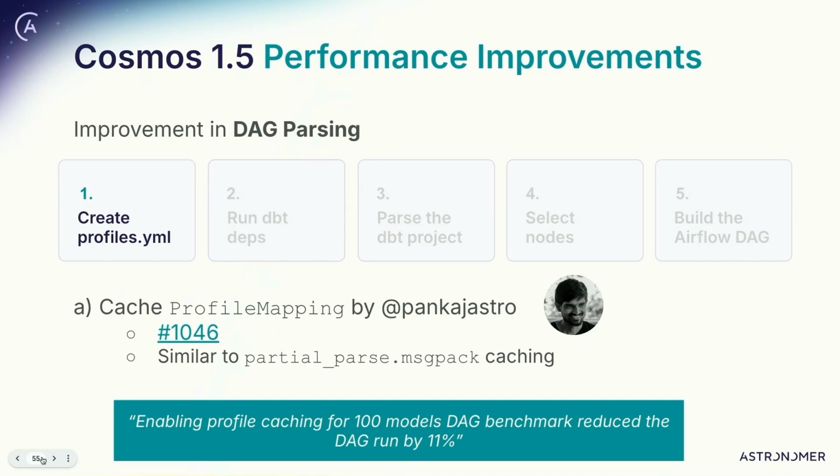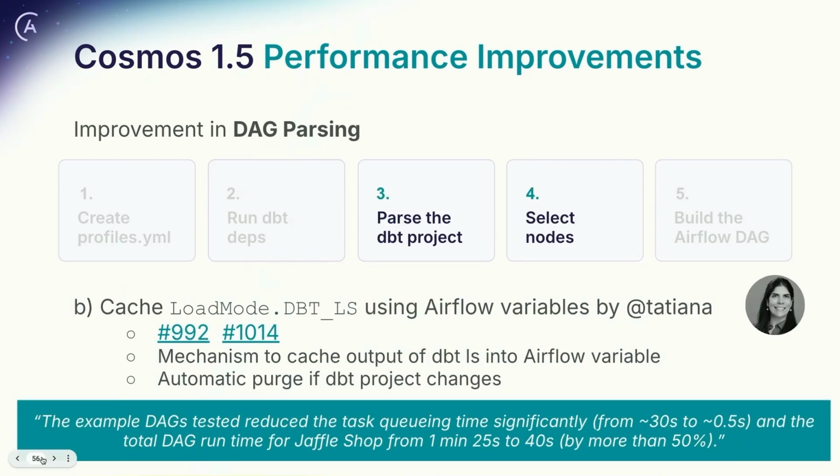Cosmos 1.5, it was the first contribution from Pankaj Koti. We managed to get the cache of profile mapping, which avoids us having to regenerate that all the time, which saved 11%, depending on the size of the DAG, on the profile and everything. And that affects both DAG parsing and also task run.